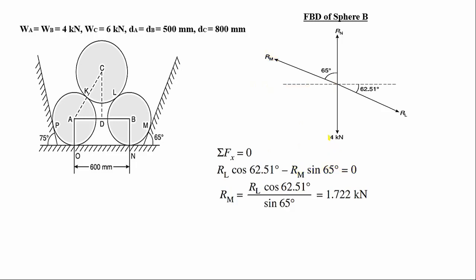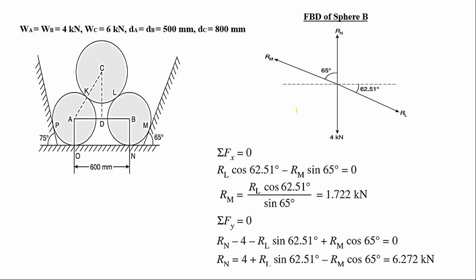The two vertical forces cannot have any component along the x direction, so they will be 0. That has to be equated to 0. If you solve this equation, you will get RM equal to 1.722 kilonewtons.